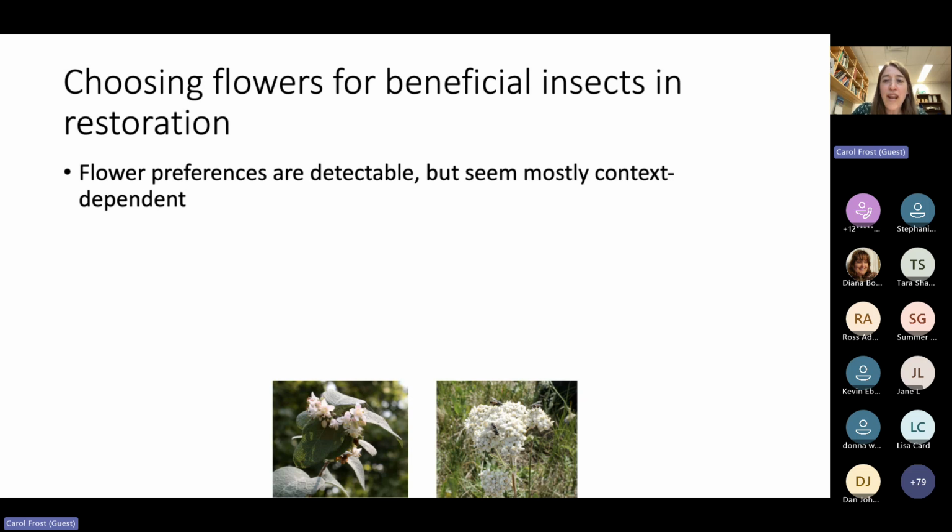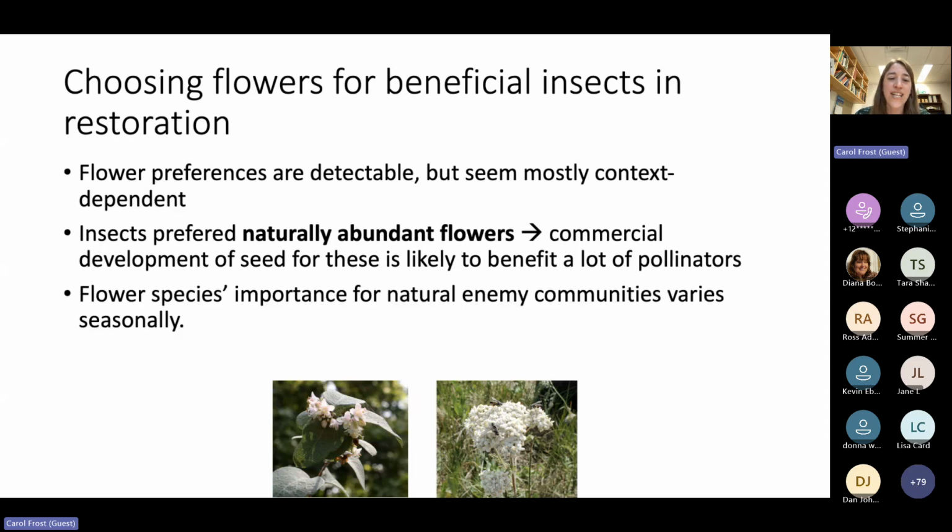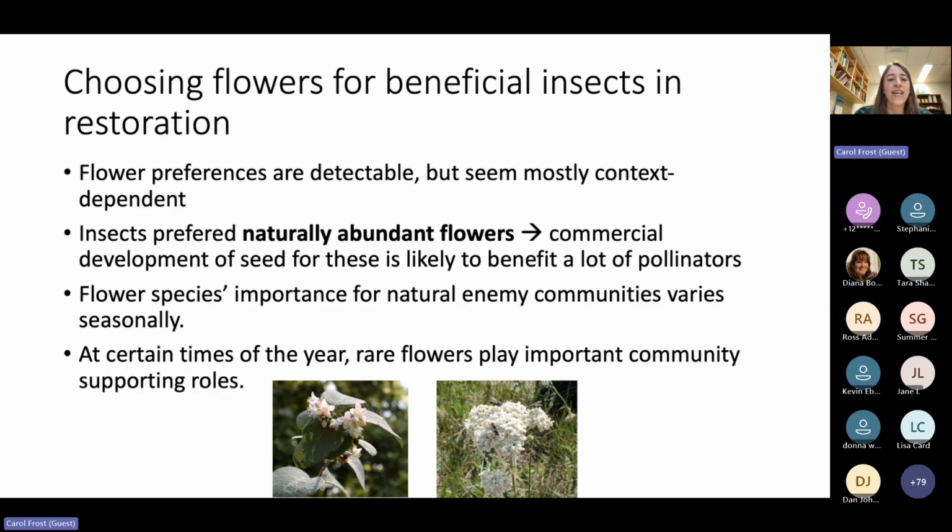In choosing flowers for beneficial insects and restoration, flower preferences are detectable, but seem mostly context dependent. Our big finding was insects preferred naturally abundant flowers. So commercial development of seed for these is likely to benefit a lot of pollinators. And flower species importance for natural enemy communities varies seasonally. At certain times of the year, rare flowers play important community supporting roles. So there's definitely more research to do.